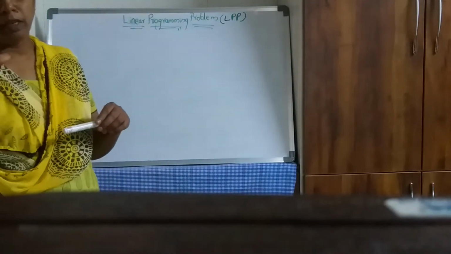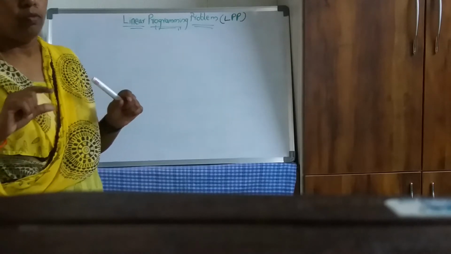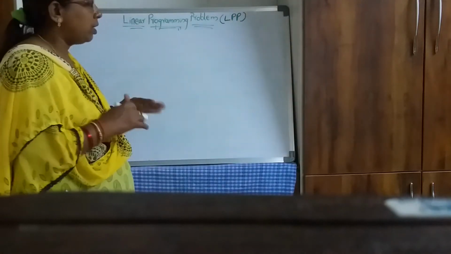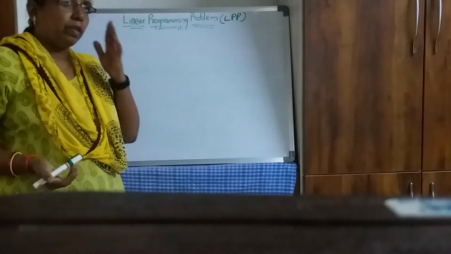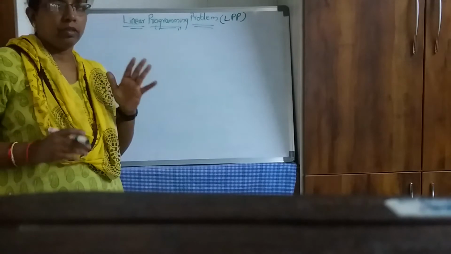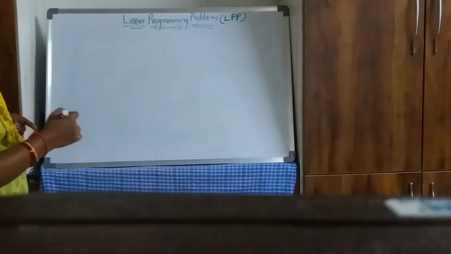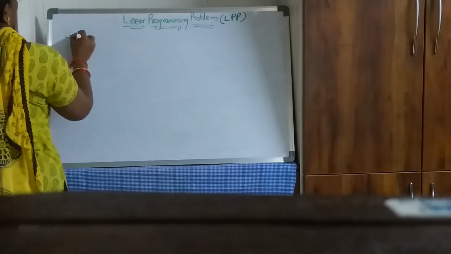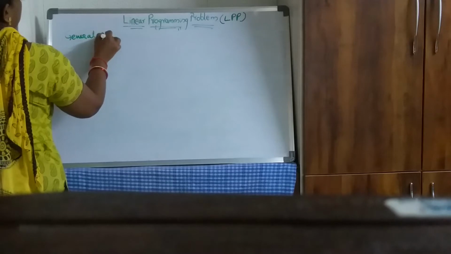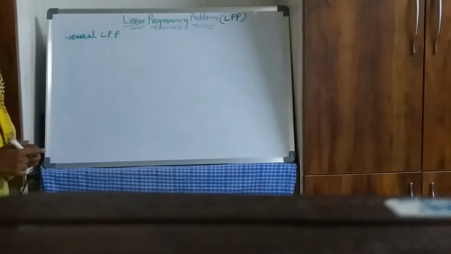So here, linear means what? It's a linear equation type. You have an equation which is linear. Now, how to solve that linear programming problem? You have different methods. But before going to those methods, let me tell you how a linear programming problem will look. A typical linear programming problem, we call it a general linear programming problem, LPP. How will a general linear programming problem look?